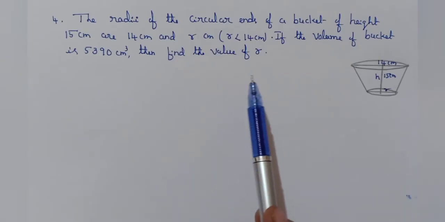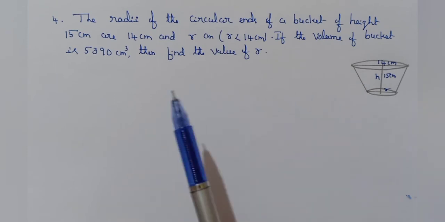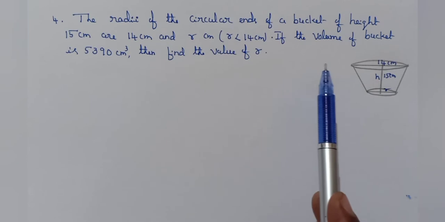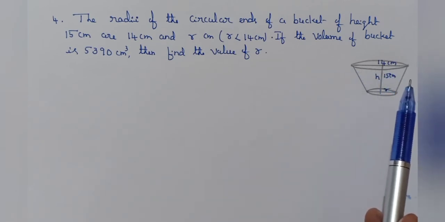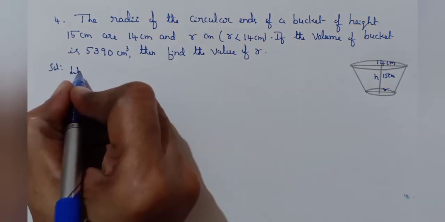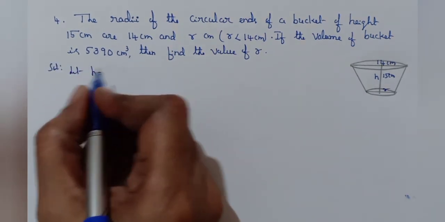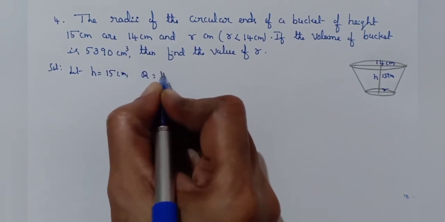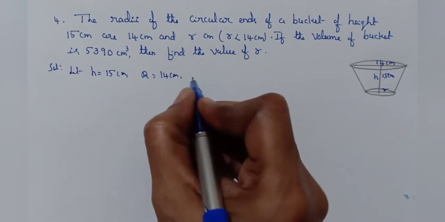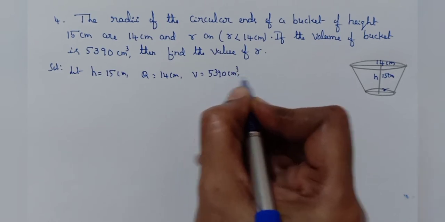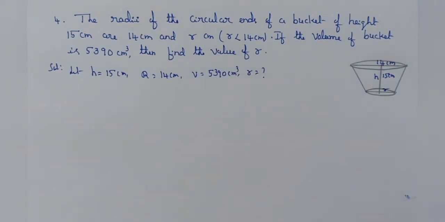The radii of the circular ends of a bucket of height 15 centimeter are 14 centimeter and r centimeter. If the volume of the bucket is 5390 centimeter cube, find the value of radius. Let h, the height of the bucket, be 15 centimeter and capital R is equal to 14 centimeter and volume is given, 5390 centimeter cube. We have to find out the radius of the lower end.